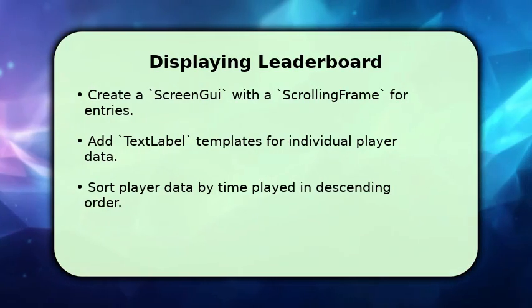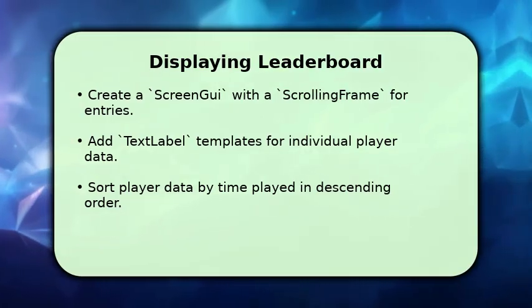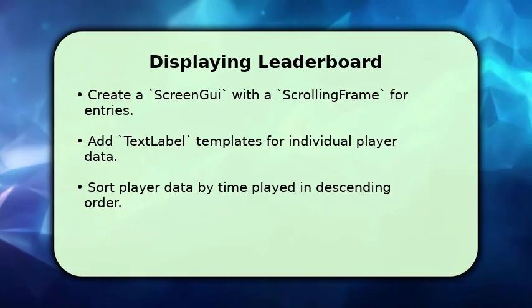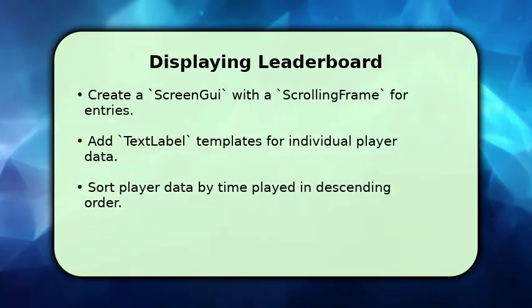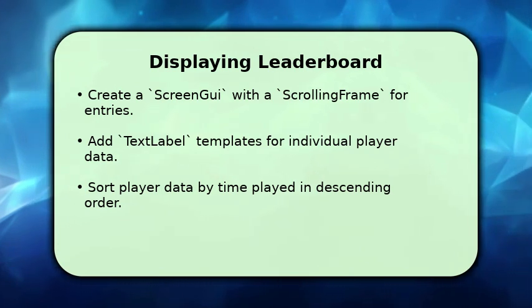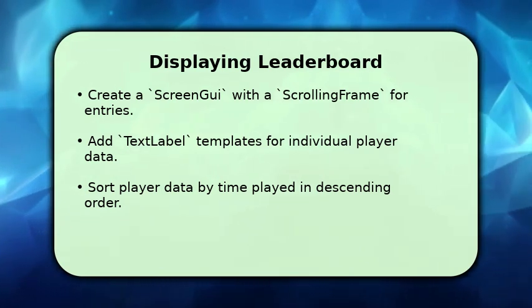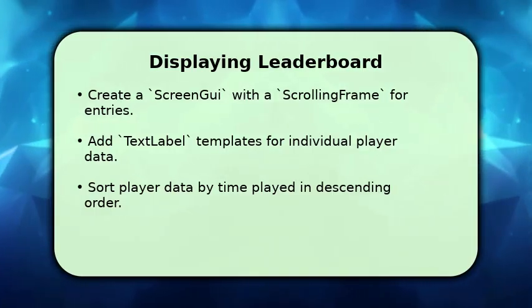For the visual display, create a screen GUI and add a scrolling frame to hold the leaderboard entries. Inside the frame, design a text label template for each player's name and time. You'll then retrieve all player data from your data store, sort it by time played from highest to lowest, and dynamically populate the scrolling frame with these sorted entries.